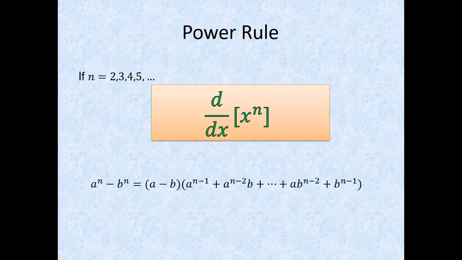If n equals 2, 3, 4, and 5, what will happen if the power is getting higher? So d/dx of x to the power n, where n could be 2, 3, 4, 5, 6, 7, 8, and so on. We have a rule here for a to the power n minus b to the power n. By factoring it out, we will get (a minus b) times a to the power n minus 1, and b is 0 here, and b has a power 0.